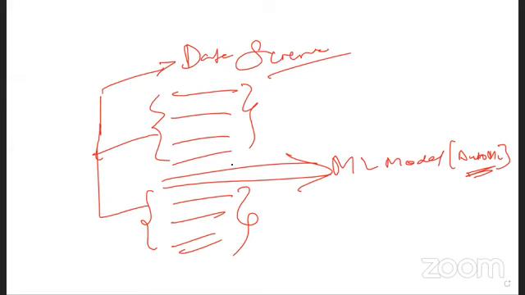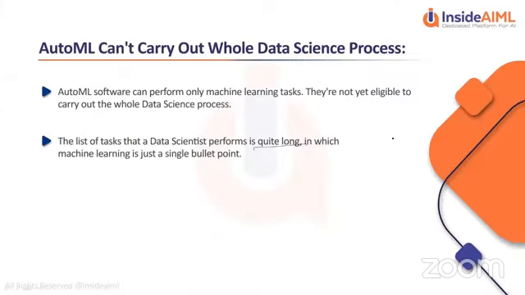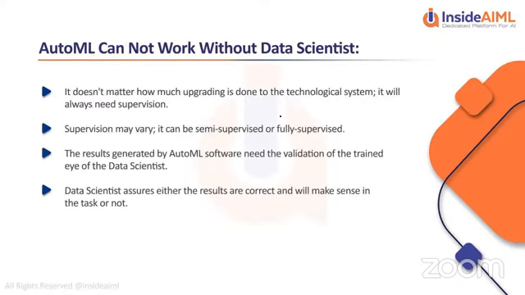The list of tasks that data scientists perform is quite long, in which machine learning is just a single bullet point. If we see here, AutoML software can only perform machine learning tasks. They are not yet eligible to carry out the whole data science process. So this is the first point: AutoML cannot work without a data scientist.